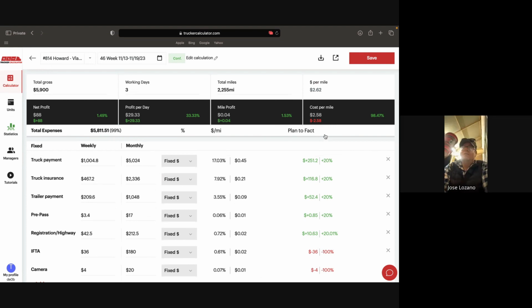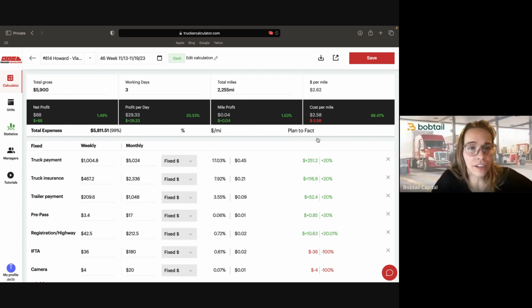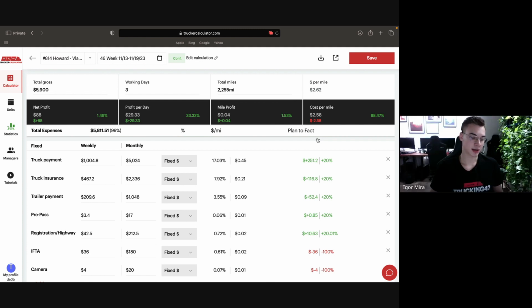It's too high. Way too high. Where do you think that comes from? That looks like a colossal truck payment. That could be. He bought his truck when the market was high, and that was a mistake.